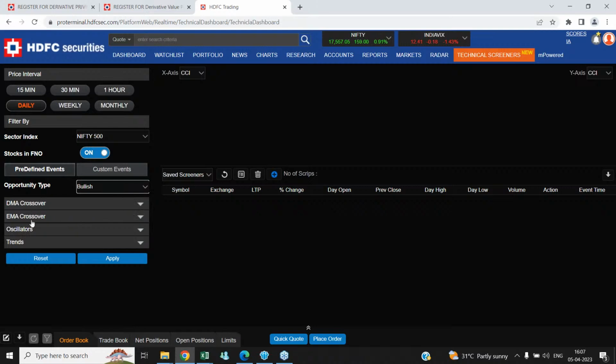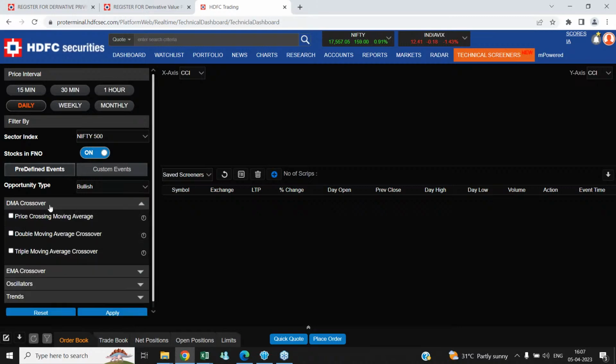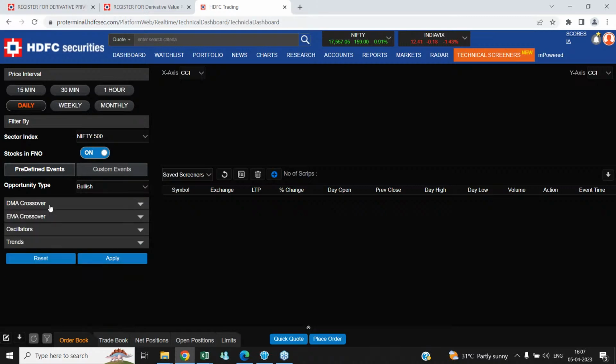Now there are a few parameters which you need to set. These are the predefined parameters. The parameters are classified under four sections. One is the daily moving average crossover. The second is the exponential moving average crossover, then oscillators, and trends. Based upon that, you can select which parameters you want to look at.